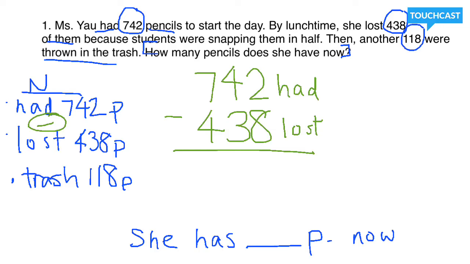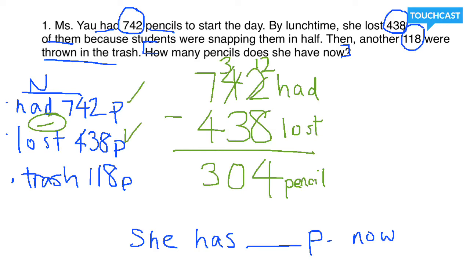2 minus 8? No way. So this becomes 3, and this becomes 12. 12 ones minus 8 ones is 4 ones. 3 tens minus 3 tens is no tens. And do we need to borrow from the hundreds? No way. So 700 minus 400 is 304. Check your work. At this point, you should have 304 pencils after some of them were tossed or lost.